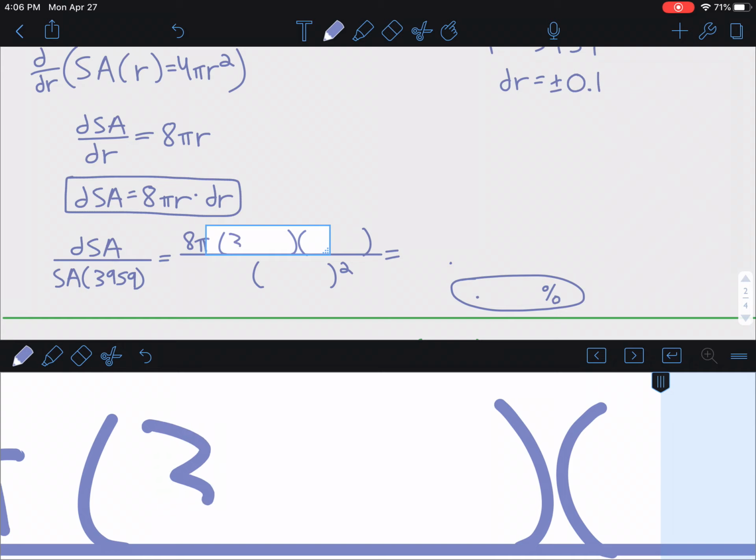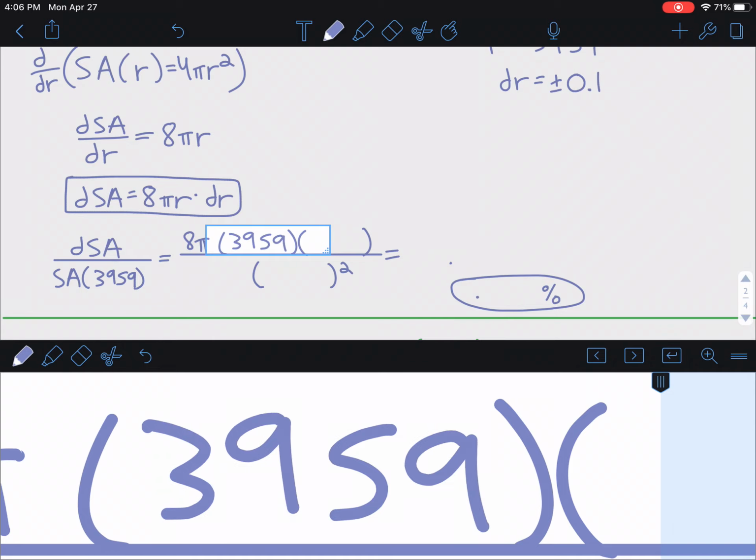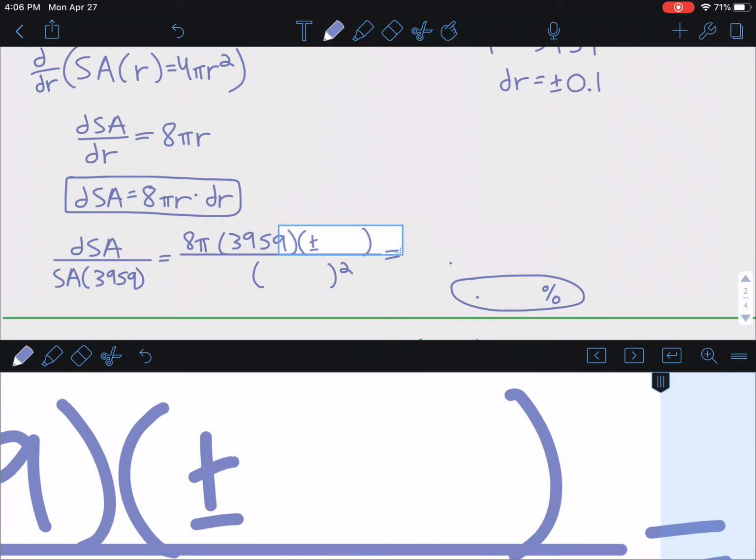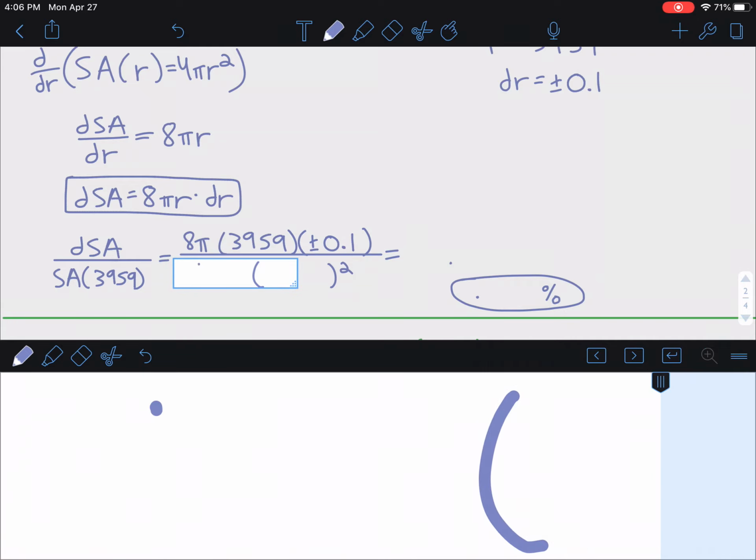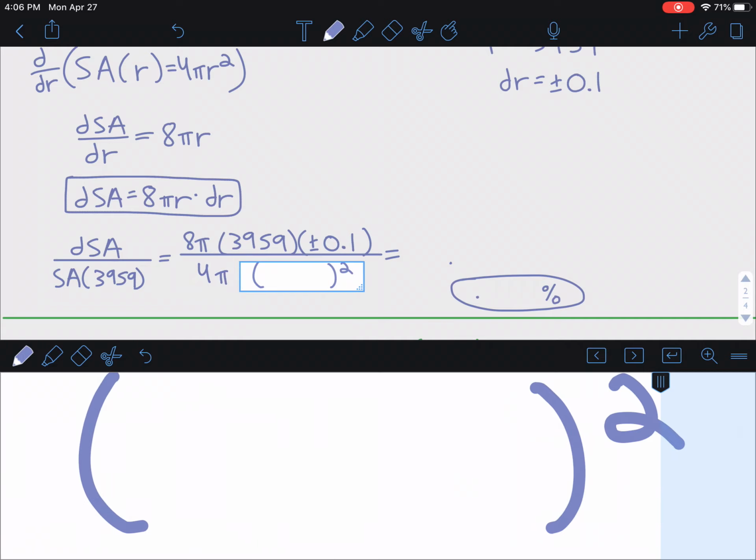My radius is 3959, and I'm going to write plus or minus 0.1 here. The reason why I'm leaving the plus or minus in is because ultimately we don't care if our estimate is too big or too small from the actual value. We want to just determine what is the maximum possible change, whether that change is a positive change or a negative change. And we're going to divide this by 4 pi times the radius 3959 squared.